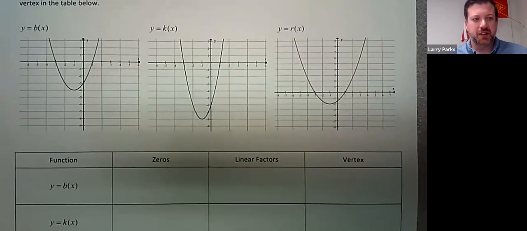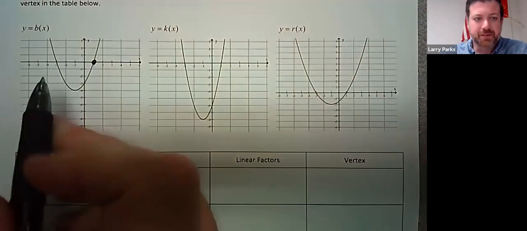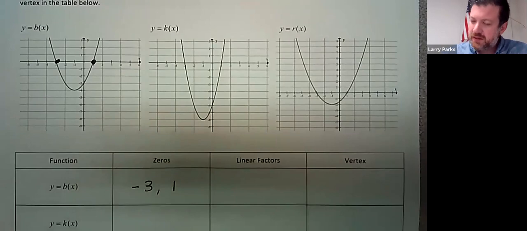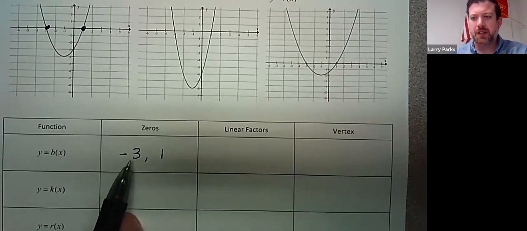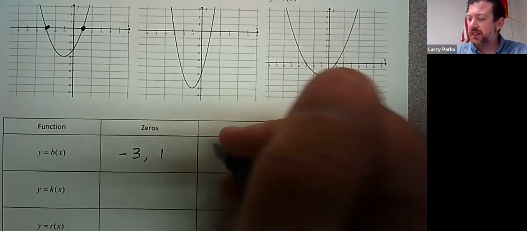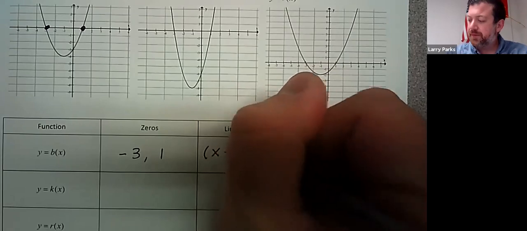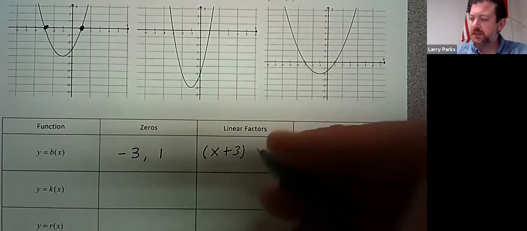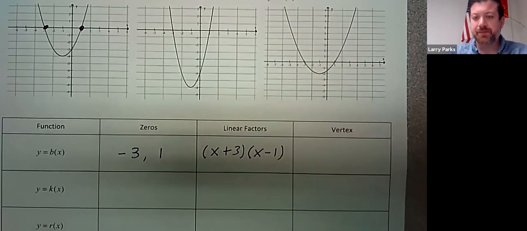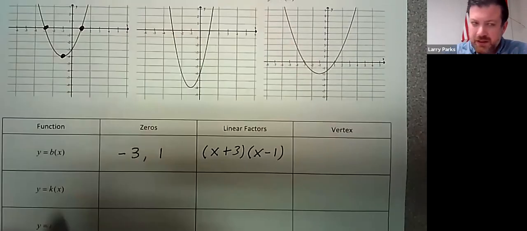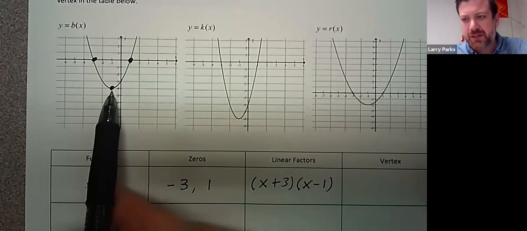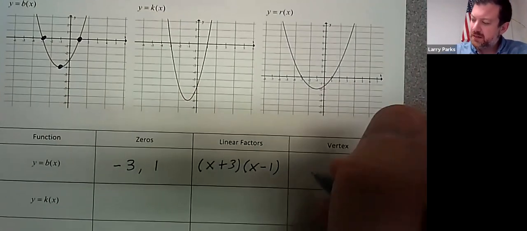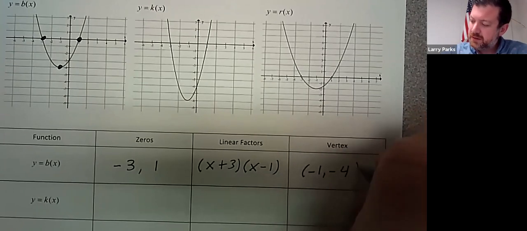So let's start off with the B function. What are the zeros? Well, the zeros look to be 1 and -3. So then what are the linear factors? Well, the linear factors, x plus 3 for -3, and then we have x minus 1 for 1. And then what is the vertex? Looks to be -1. And then how far down? Looks to be exactly -4. So -1, -4. Okay.